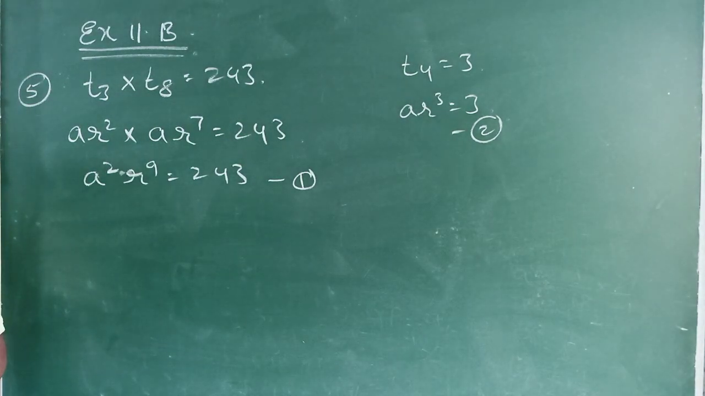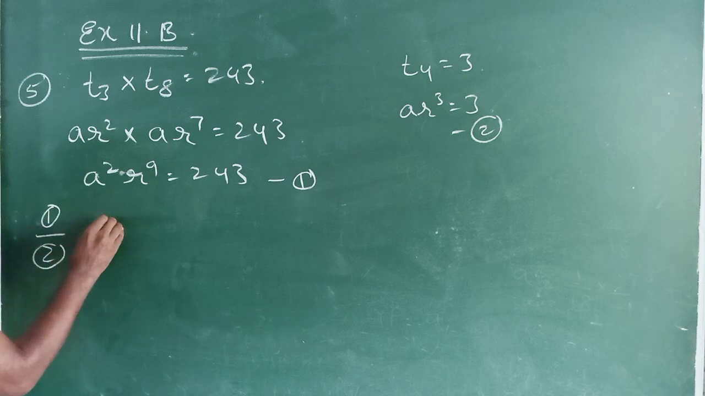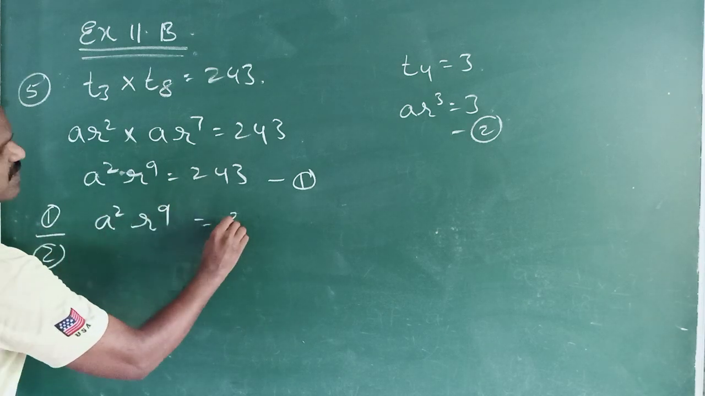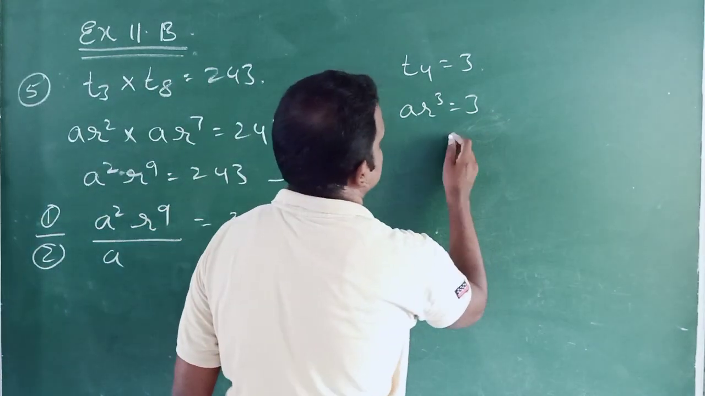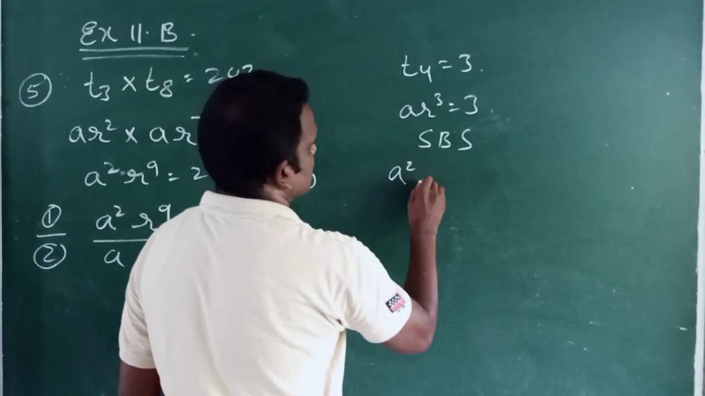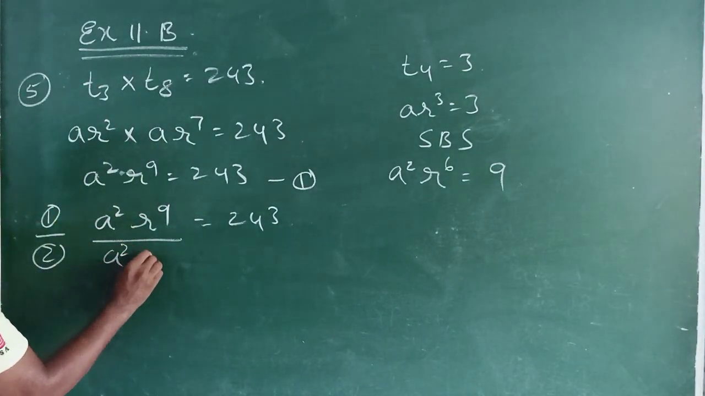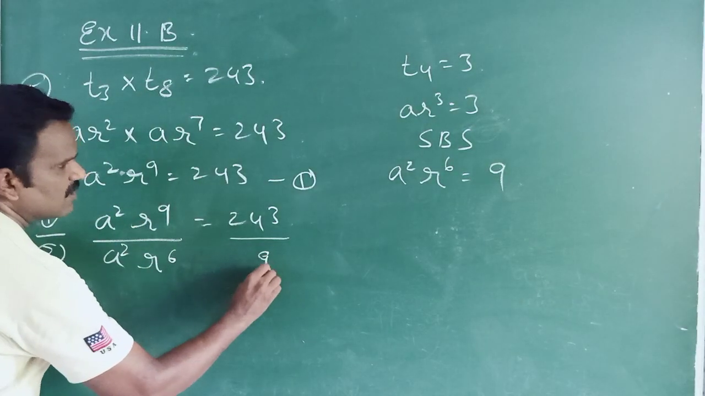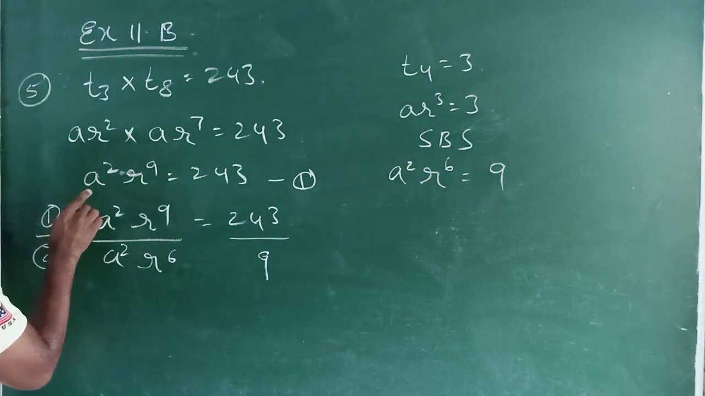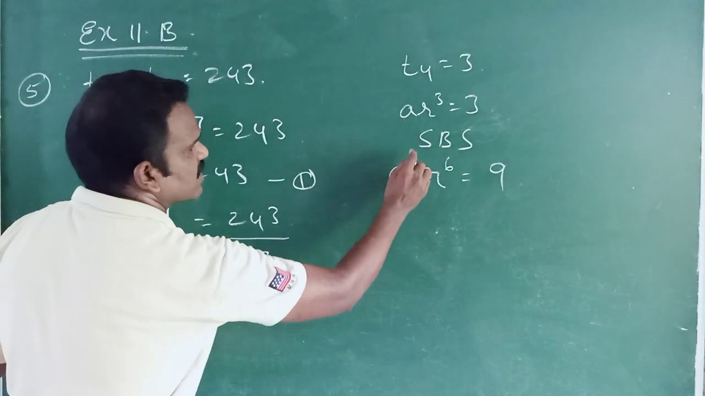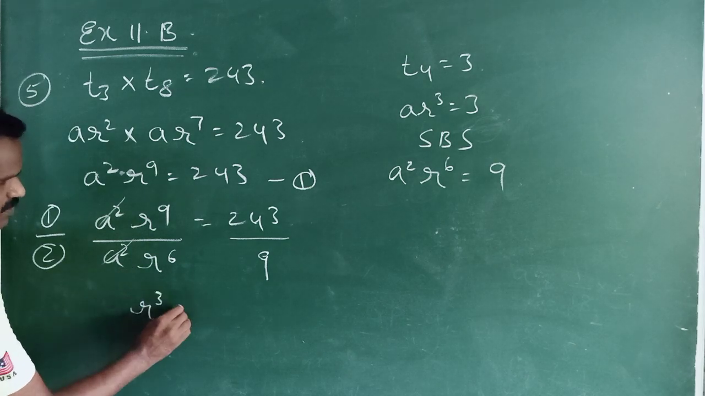To get the R value, what do we have to do? First equation by second equation. First equation: A square R to the power of 9 is equal to 243. In the second equation, we will square on both sides. A square R to the power of 6 is equal to 3 squared, which is 9. So we write A square R to the power of 6 equals 9. Why did we do squaring on both sides? So that both the A's will be the same. Here we got A square. To make it A square, I have squared both sides. So A square cancels. What do I get? R cube is equal to 9.